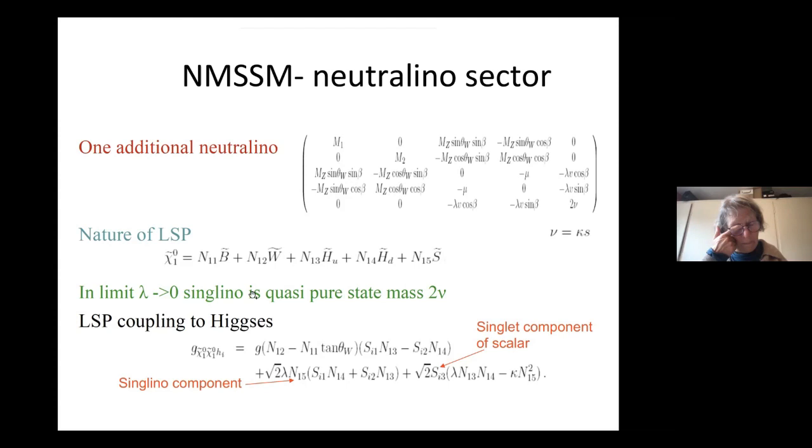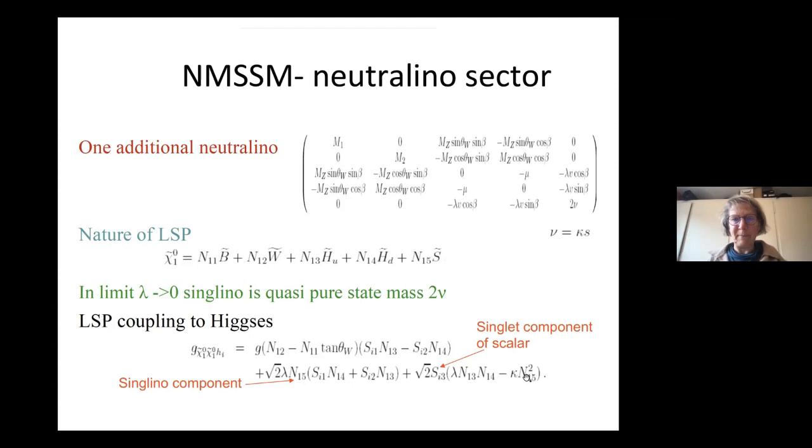Now we can have a modification of how the LSP couples to Higgs. So we have here the normal term for the coupling of the LSP to the Higgs in the MSSM, but we have additional terms that are proportional to the singlino component, this N15, and also another term which is proportional to the singlet component of the Higgs. And that couples through a term which is proportional to lambda and the Higgsino component of the neutralino or its singlino component.